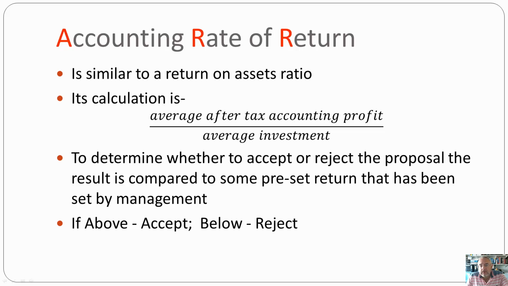The accounting rate of return is basically a return on assets ratio. So basically what you're saying is, what's our accounting profit over the period? And here we say average after tax, but realistically, if you're looking at it for a whole year, you're basically saying what is the rate of return? And what's the average investment? So how much investment did I have at the beginning of the year? How much did I have at the end of the period? Take the average. That's a bit weird, isn't it?